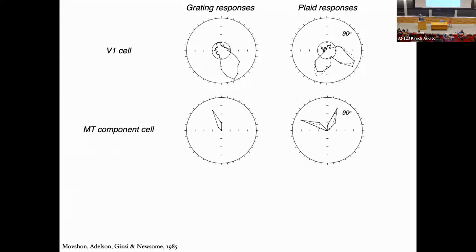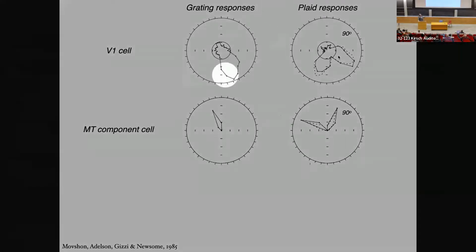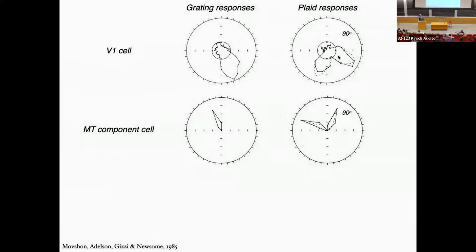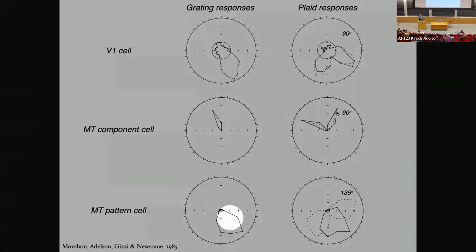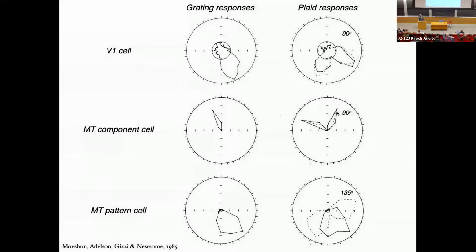So he came to the lab and did experiments with us on the cells in MT, which is the area he was then studying in Bob Wurtz's lab. This is an example of a component direction selective cell in MT. Again, a single lobe curve on one side, two lobes on the other. But he was correct in that MT contains a sizable fraction of cells that are pattern direction selective. That is to say, their tuning curves for gratings and for plaids are well matched.